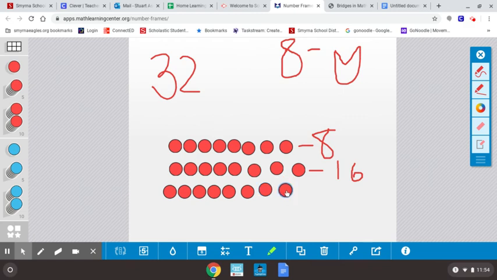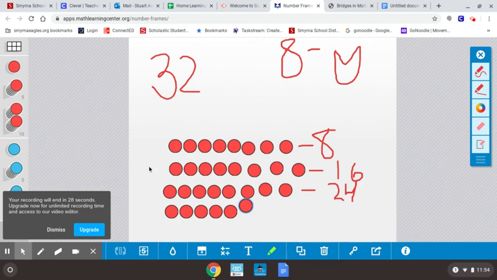Okay, so now we're adding 8 more to that 16. And what do we have? If you said 24, you are correct. You have been working on your math skills then. So we're still not at 32, so let's try another set of 5. And then 3 more ones.